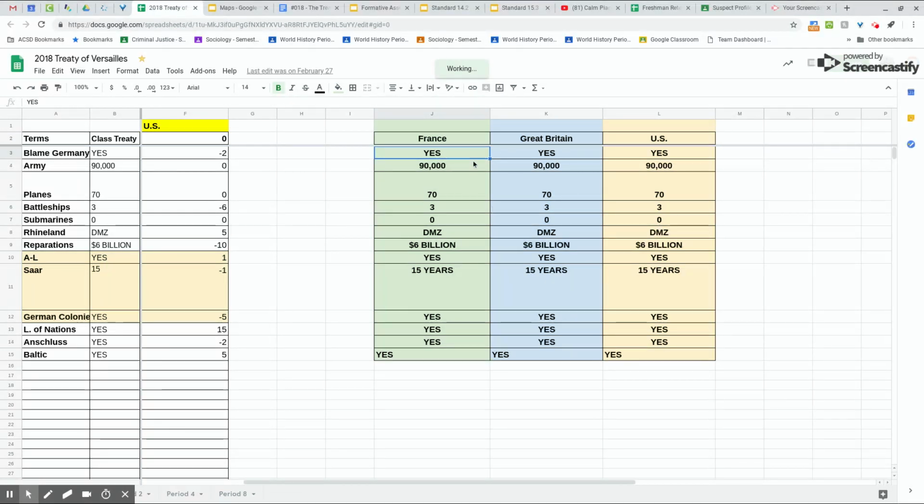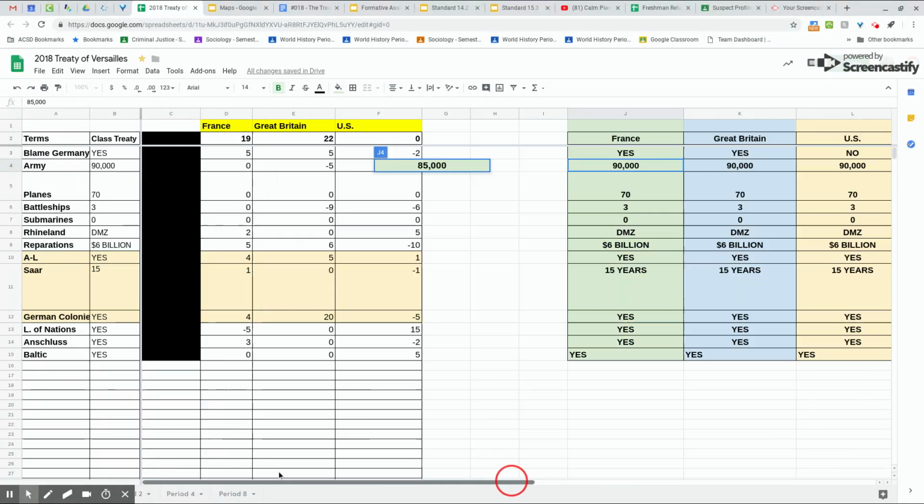But as discussions are taking place, maybe the first thing is, do we blame Germany? France says yes, Great Britain says yes, US says no. And then as numbers start to come in, maybe France is saying 85,000, that sort of thing. This is what I have projected for the students also so they can see. And this is going to take a couple days, so instead of writing it on the board and having to erase it every period, this might be an easy way to keep track of it for yourself.